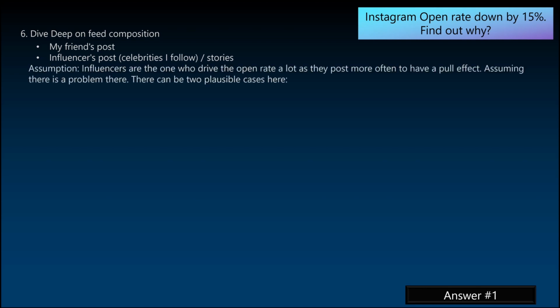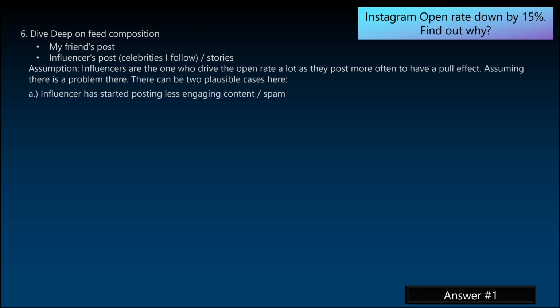Now, for the interview, I'm going with an assumption that influencers are the ones who drive the open rate because they post more often and they have a good pull effect. Generally, the interviewer will walk you to a possible cause, but in our case, we are assuming there is a problem with influencer posts. Now, there can be 2 plausible causes here. 1, influencer has started posting less engaging content.